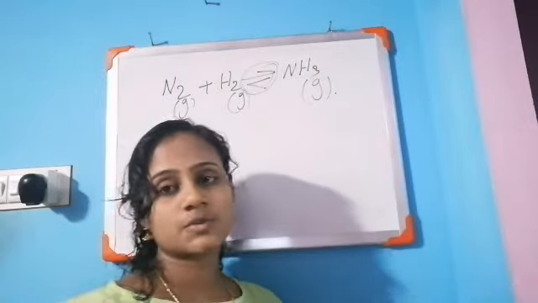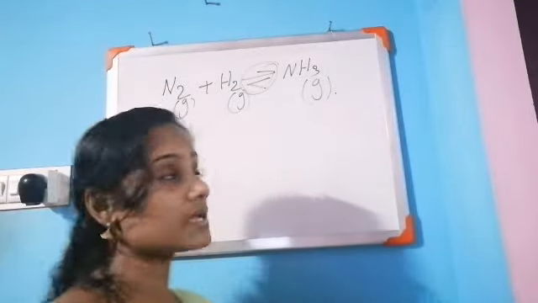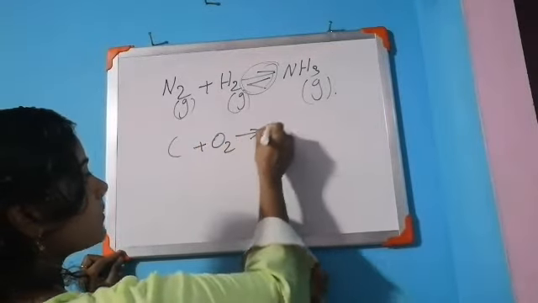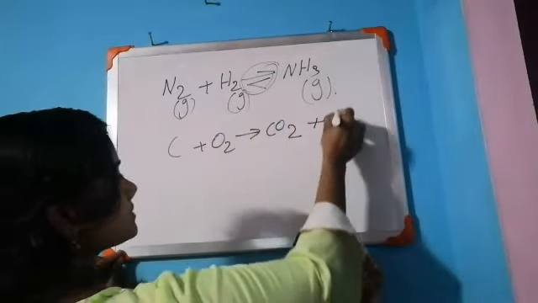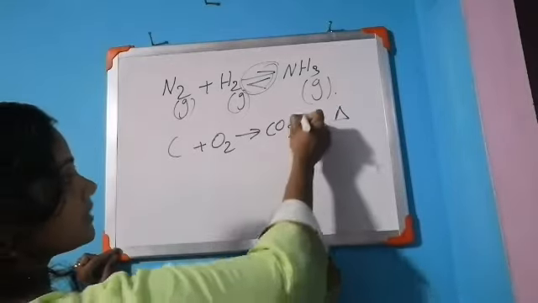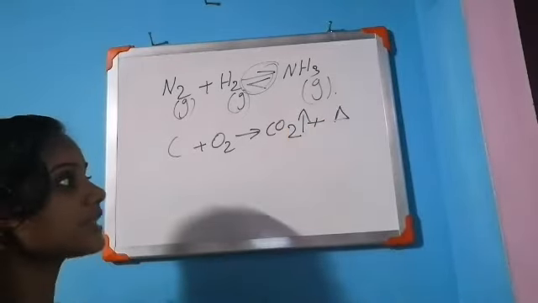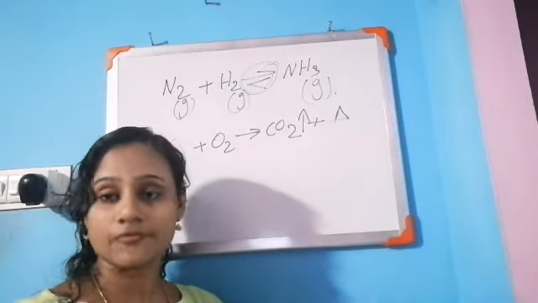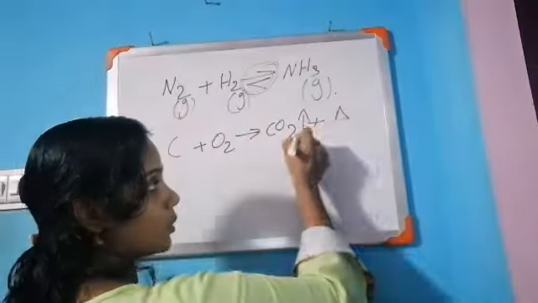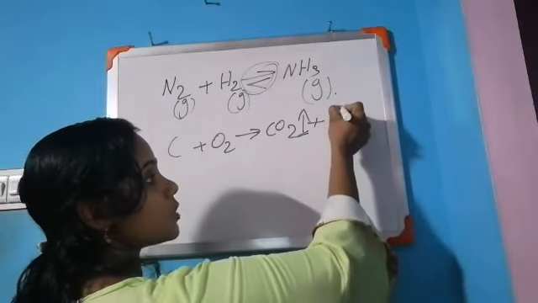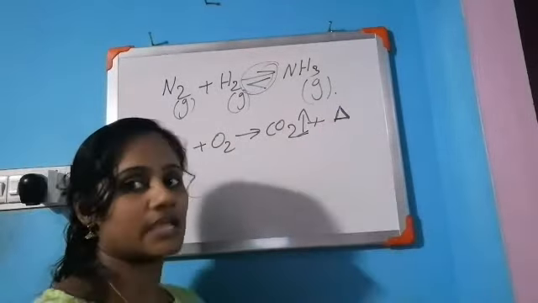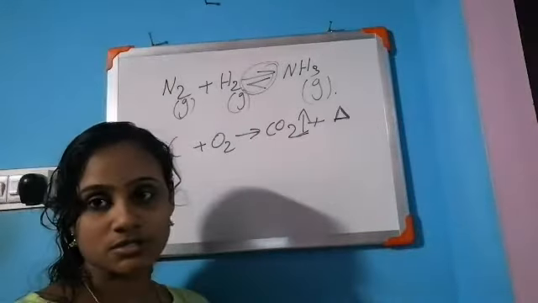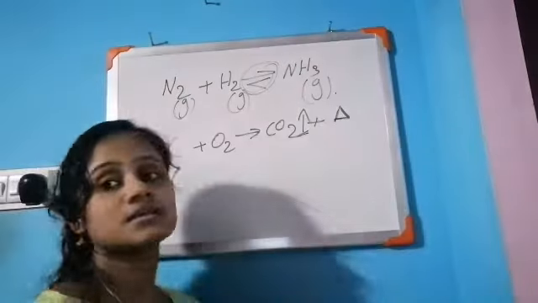Next, carbon reacts with oxygen to form carbon dioxide plus heat. Here an upward arrow is there. That means gas is formed, some gas is evolved. That is the upward arrow. This symbol denotes heat. Heat is evolved after the reaction. That is this delta symbol.